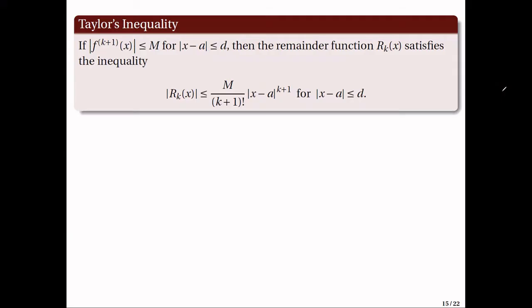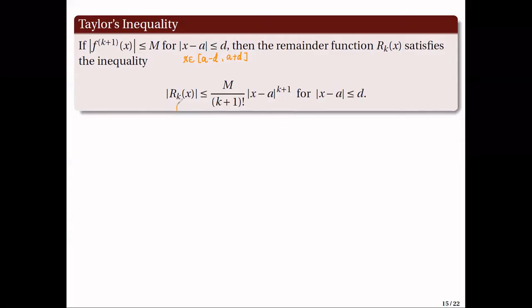So Taylor's inequality states that if the magnitude of the k plus first order derivative of f is less than or equal to some number m for some values of x in the interval a minus d, a plus d, then the remainder function r sub k satisfies the following inequality. Okay, so let's go through this one by one.